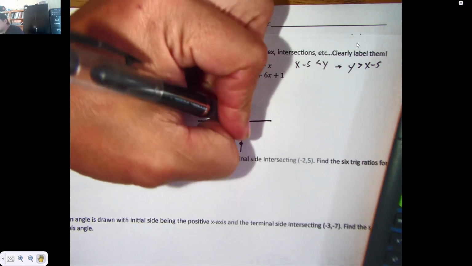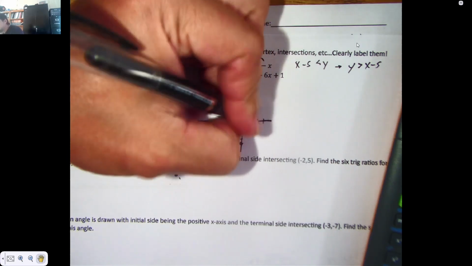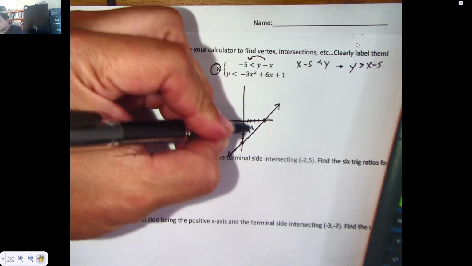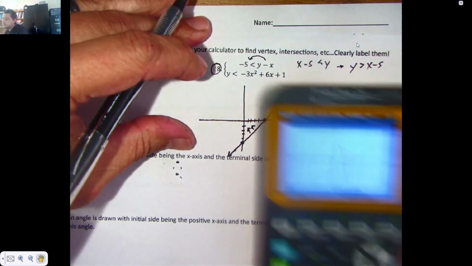Now, I don't know if you need a calculator to graph this or not. But that crosses at -5 right there. And she runs 1 and rises 1 and runs 1. So if she rose 5 and ran 5, she'd pass right through there. And notice the equation is to be greater than. You'd be shading above it. Then you have your parabola.